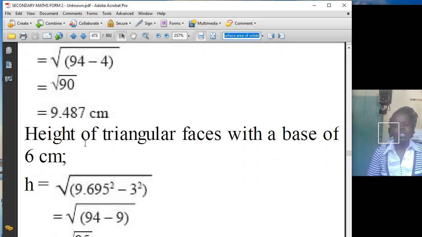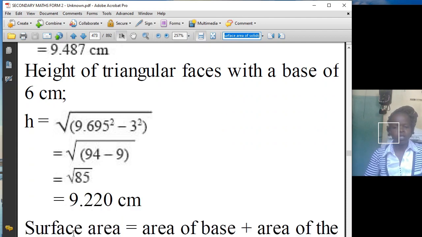You move ahead to get the height of the triangular faces with a base of 6. Use the same steps, Pythagoras theorem. Remember, the slanting edges are equal. So 9.695 squared minus 3 squared. Find the square root. It will give you 9.220.